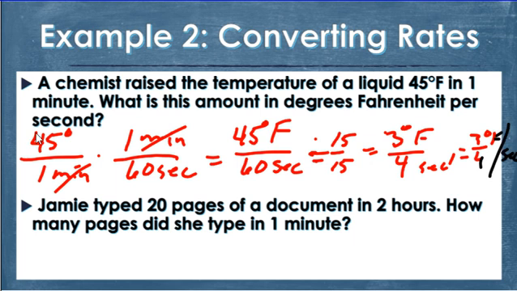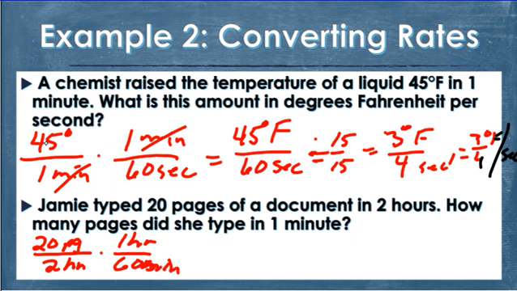Jamie typed 20 pages of a document in 2 hours. How many pages did she type in 1 minute? So 20 pages in 2 hours. We want to go, what is it in 1 minute? So 1 hour is the same as 60 minutes. My hours cancel out. I'm left with 20 pages over 120 minutes.